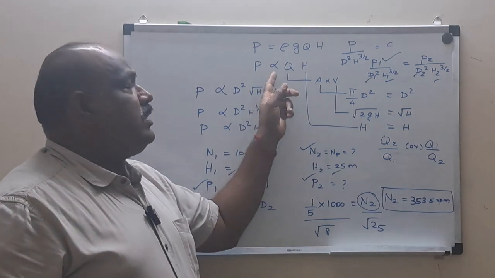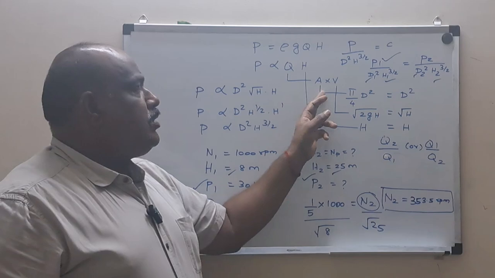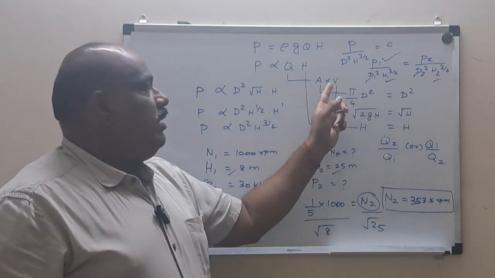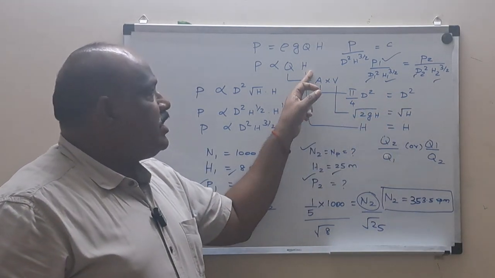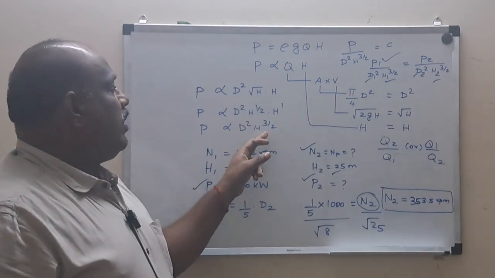So P, power, directly depends upon Q and H. Q equals area into velocity. Area is once again a function of d squared. Velocity is a function of square root of h. Already this h is also there. So now power becomes d squared whole power h by 3 by 2.